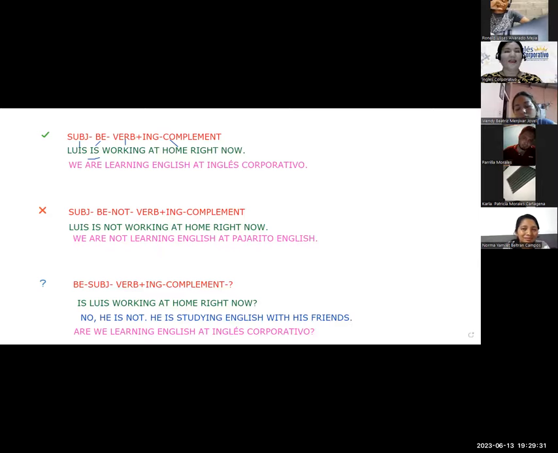Catherine Rosibel. Catherine. Welcome. My mother is cooking. Okay. Teacher, how do you say hija? My daughter. My daughter is studying. Studying. And I am studying English. I am studying English. Very good job.